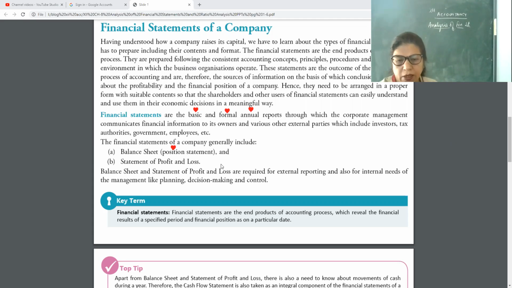So please make it, and we can say financial statements are the end products of the accounting process, which show financial position as well as profitability position of the organization. Clear? Any doubt? Now, next.